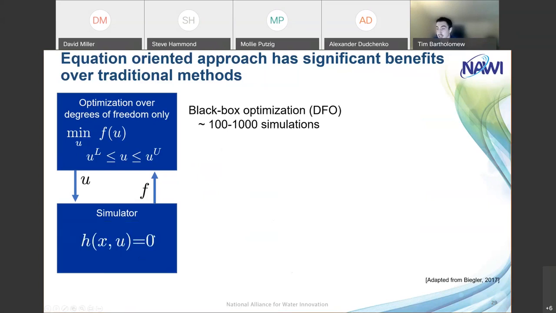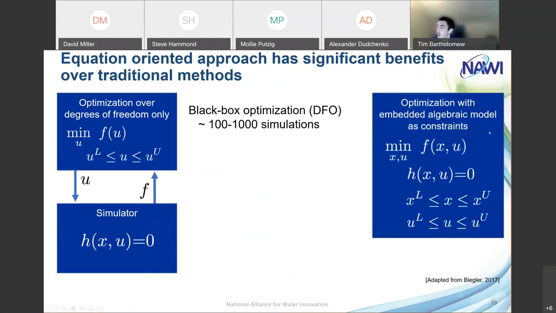The simulator can be thought of as just a system of equations that is represented like this. An equation-oriented modeling approach combines these 2 things to minimize the objective function, and it's still exposed to the full system of equations and all the intermediate variables and the decision variables. And this has a 1,000 times speedup. This glass box optimization is 1,000 times more efficient than the black box approach. That allows us to do these multiple thousands of optimization runs for a process in relatively quick time, even on a personal laptop.